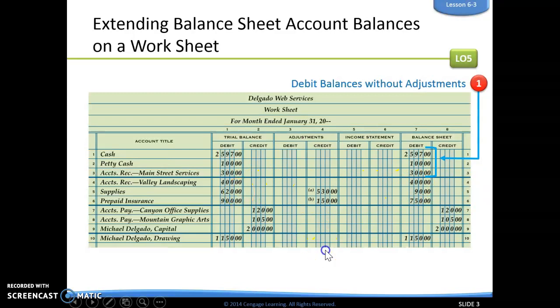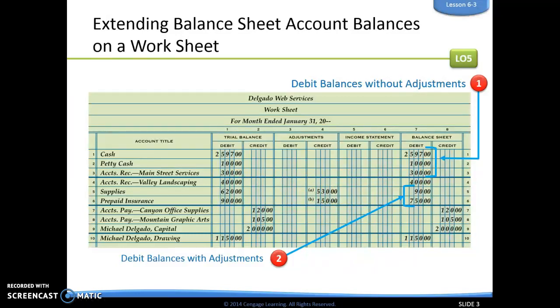Now, when I get to my supplies, I see that my supplies start with a $620 debit, and then when I'm dragging it across, I come up with this $530 credit. So in that case, if I have a debit and a credit, I need to subtract. When I subtract, my new balance is going to be a debit of $90.